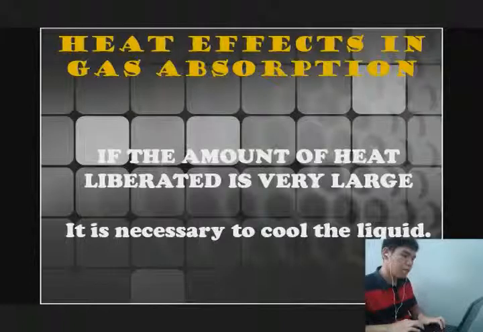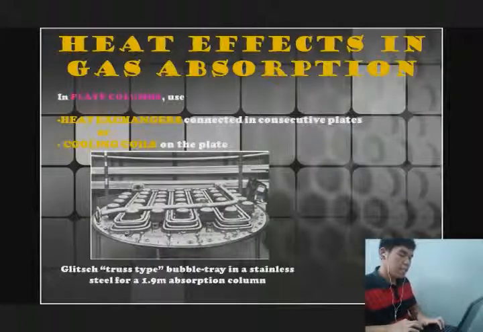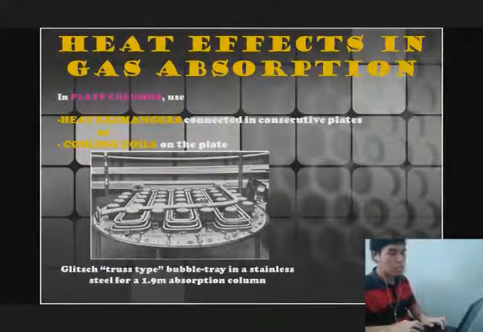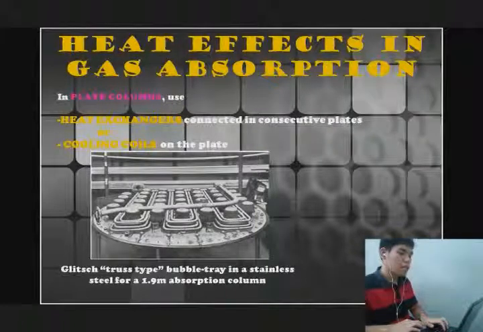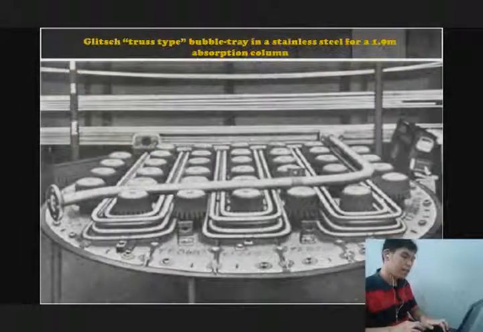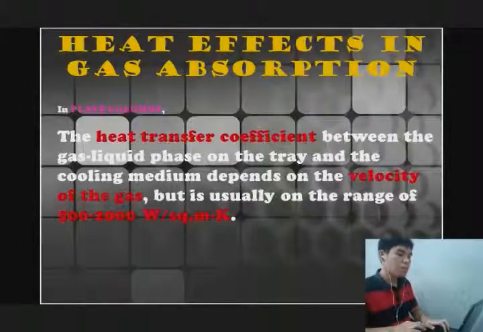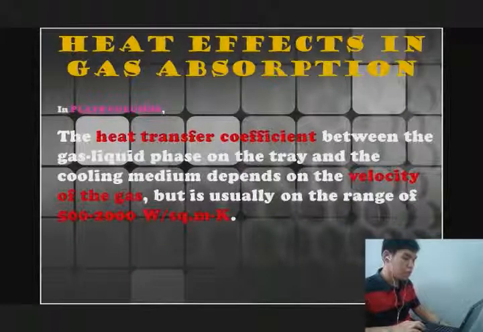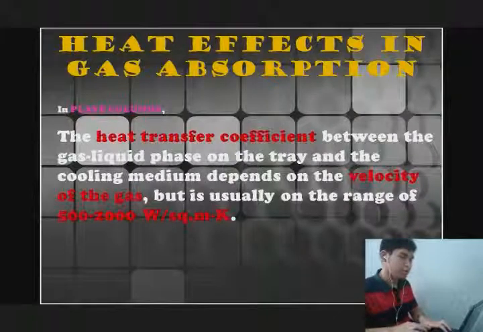If the amount of heat released is very large, it may be necessary to cool the liquid. This is most conveniently done in a plate column, either with heat exchangers connected between consecutive plates or with cooling coils on the plate. The overall heat transfer coefficient between the gas-liquid dispersion on the tray and the cooling medium in the tubes is dependent upon the gas velocity, but is usually in the range 500 to 2000 watt per square meter Kelvin.